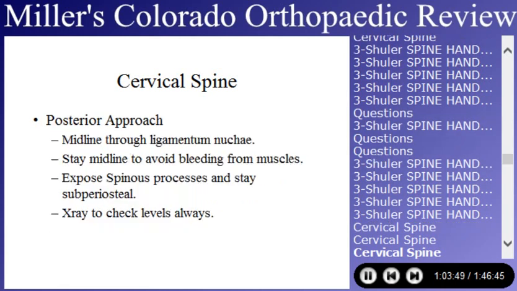Posterior approach: stay midline, avoid bleeding. Expose spinous processes, stay subperiosteal, check your x-ray for levels, and do not forget about the C1 dissection question that we already talked about. The vertebral artery is 2 centimeters from midline.